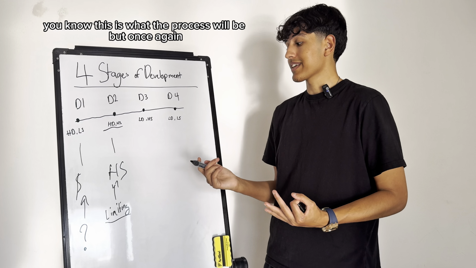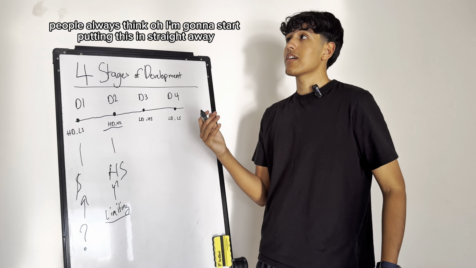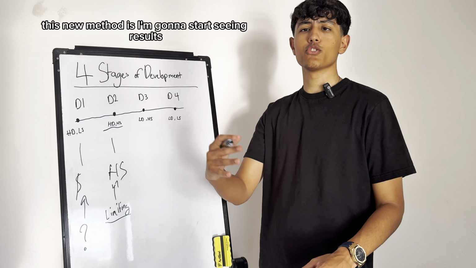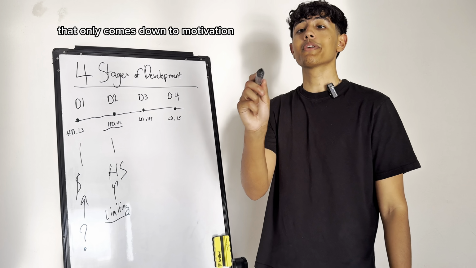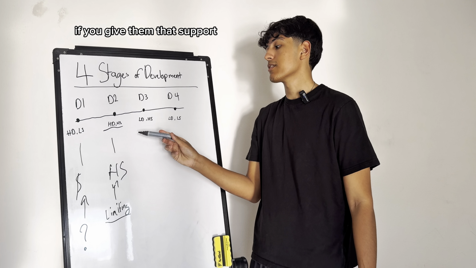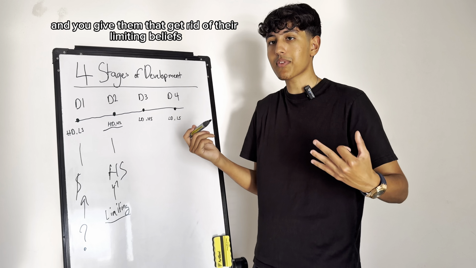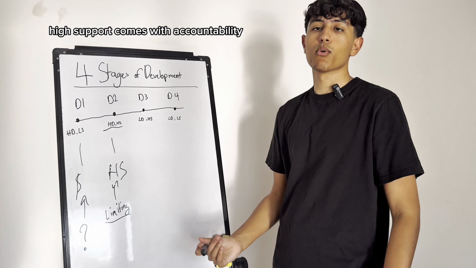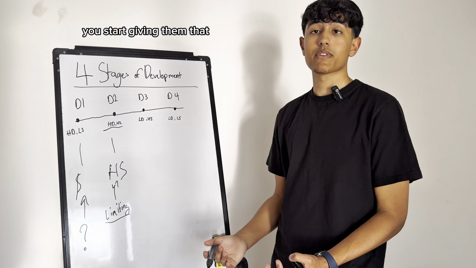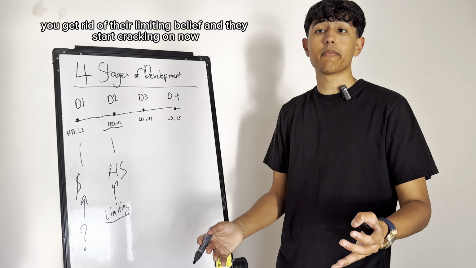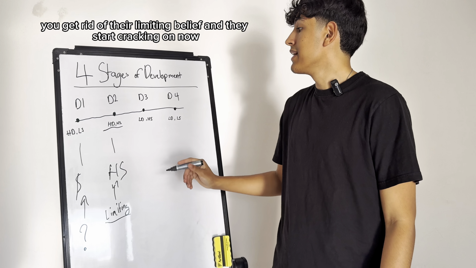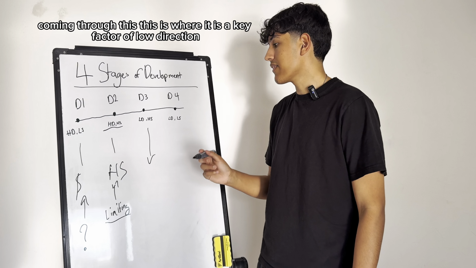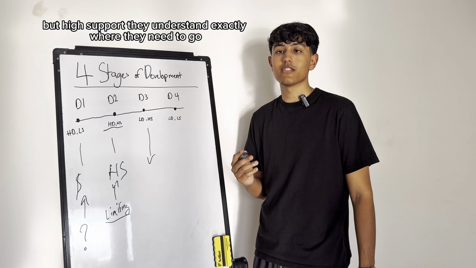But once again, people always think, oh, I'm going to start putting this in straight away, I'm going to be super successful, this new method I'm going to start seeing results. That only comes down to motivation. If you give them that support and you get rid of their limiting beliefs, they start being a bit more accountable, and high support comes with accountability. But you start giving them that, all of a sudden you get rid of their limiting belief and they start cracking on. Now, coming through this is where it is a key factor of low direction but high support.